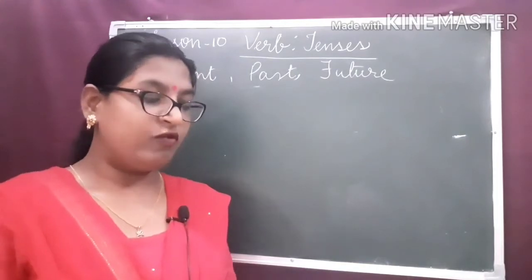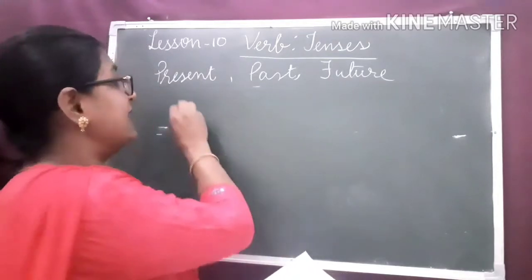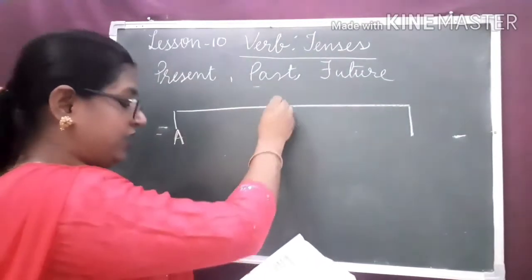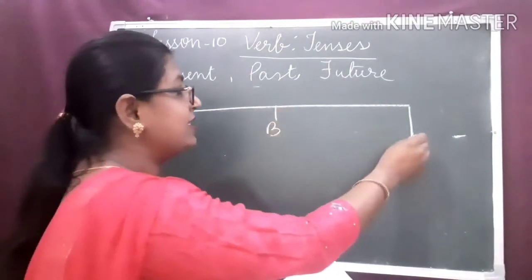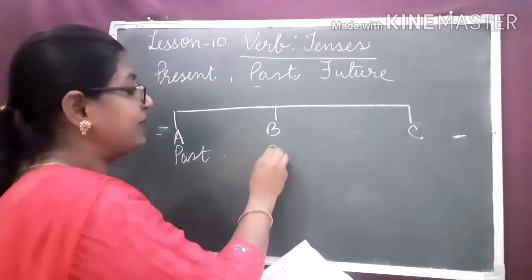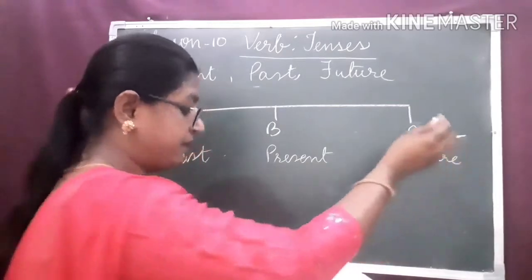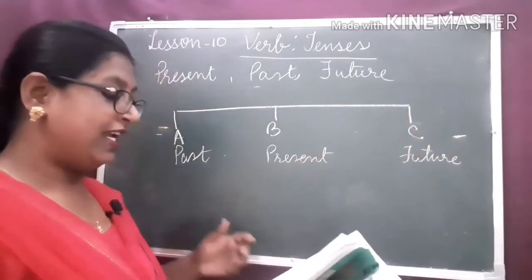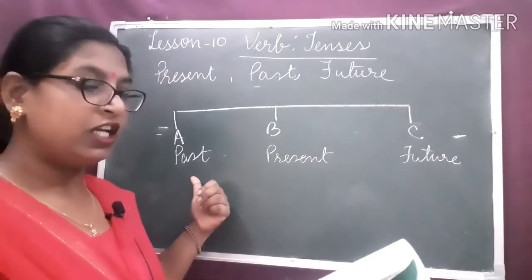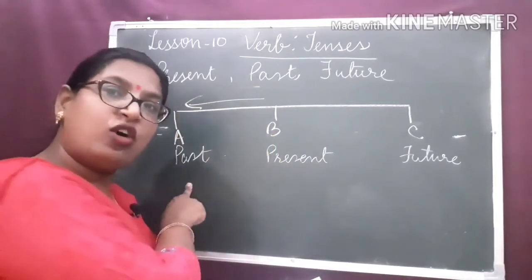Dear children, we can see the following diagram. This timeline will help us to understand the three different kinds of tenses: point A, point B, and point C. It is past, present, and future. Point A stands for the time that has already gone. Before, which is already past.